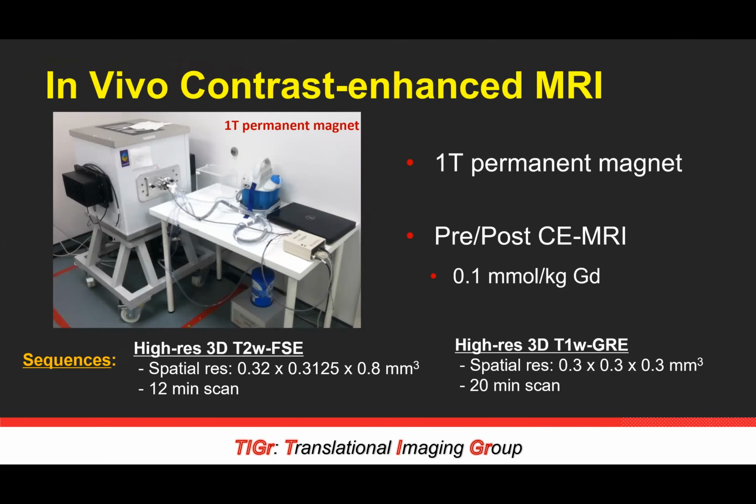Again, we are using the 1 Tesla permanent magnet. This is an Aspect M2, by the way, the system that we have visualized in the image here. We also use an Aspect M7, which we often use for higher resolution imaging, which I'll talk about later. The M2 here is using a 3D T2-weighted FSE sequence. This is our standard anatomical sequence. And then we're also using a high-res 3D T1-weighted gradient recalled echo sequence with 300 micron isotropic resolution.